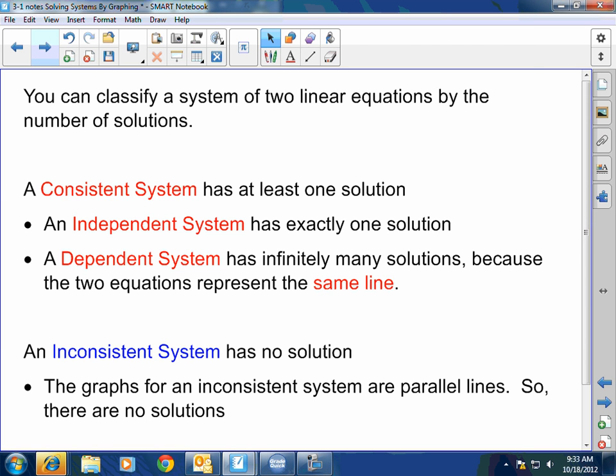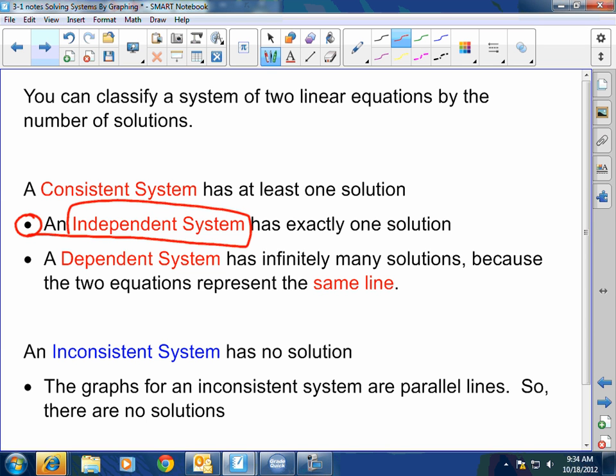If it has exactly one solution, it's called independent. Okay? Excuse me, if it has one solution, it's independent. Now, if it has infinitely many solutions, it's called dependent. Now, how do you know if it has infinitely many solutions? Because the equations represent the same line.